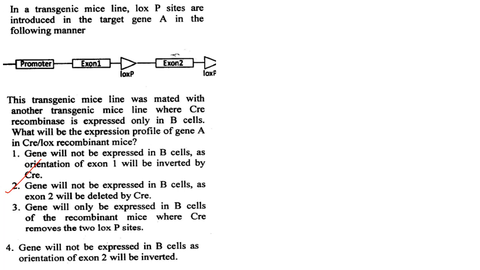Gene will not be expressed in B cells as orientation of exon 2 will be inverted. That is also not correct. It will be deleted. It is not an inversion, it is a deletion. If it has to get inverted, then the LOX-P sites should be in opposite orientation. But here they are in the same direction. So they will be deleted by the Cre recombinase.